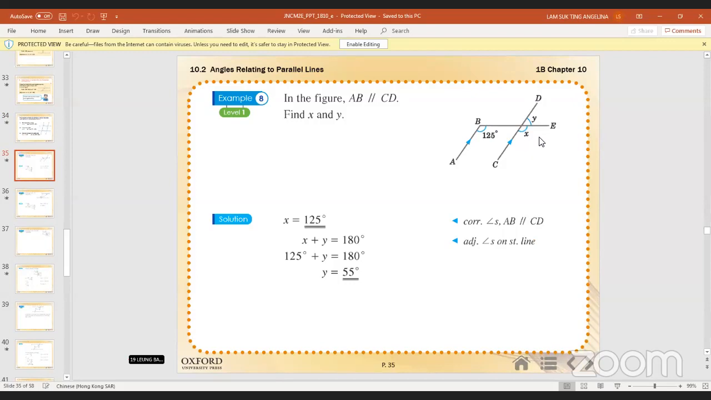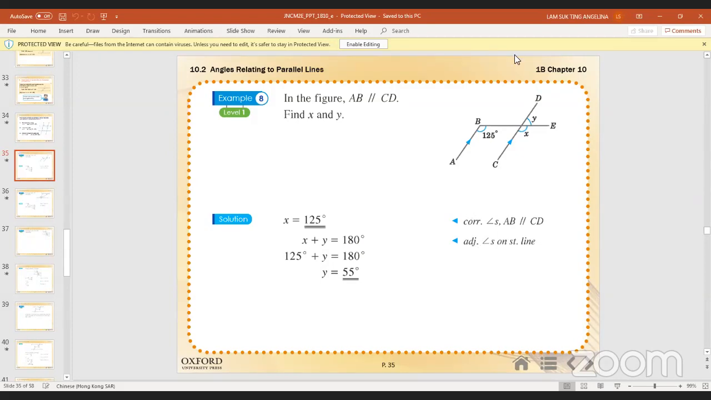Now, in this case, first you have to identify what type of angles they are. In this case, they are corresponding angles, and they are equal, and then you have to write down the reason. For this case, x and y are on the straight line. Therefore, x plus y equals 180 because they are adjacent angles on a straight line.